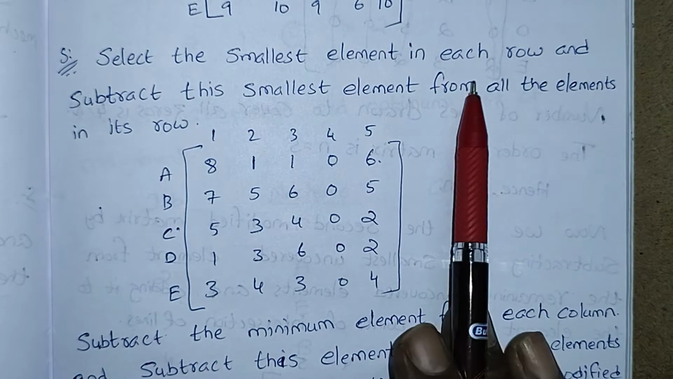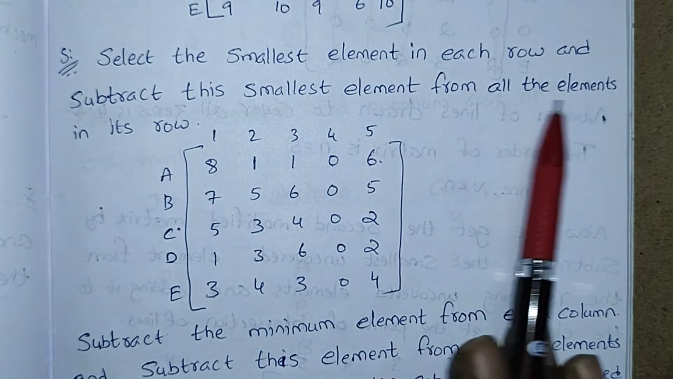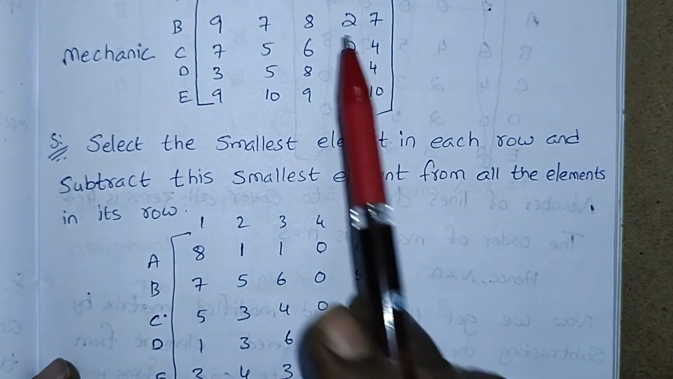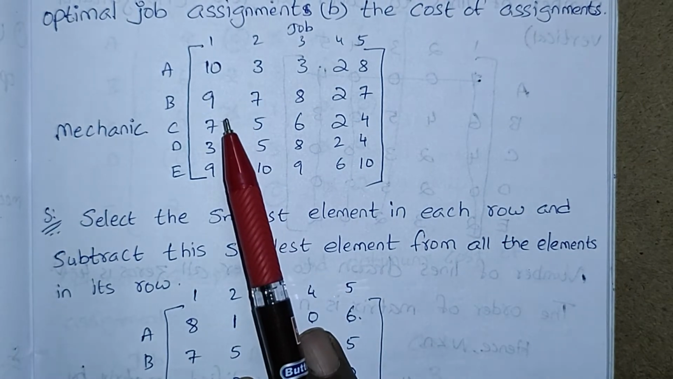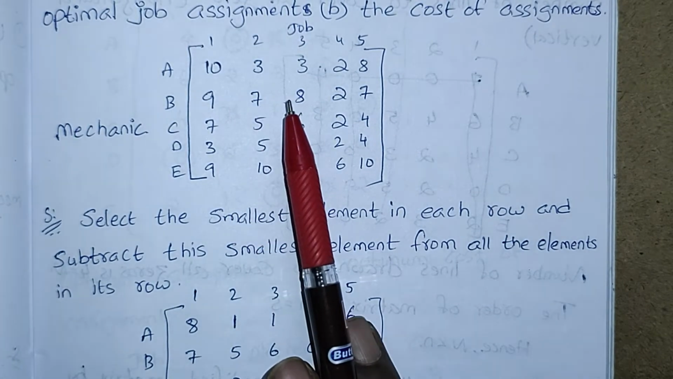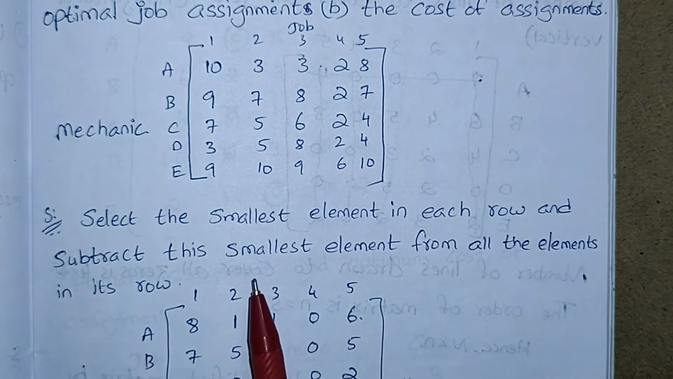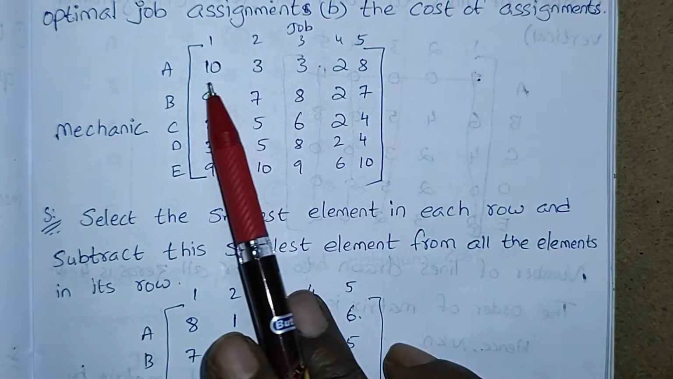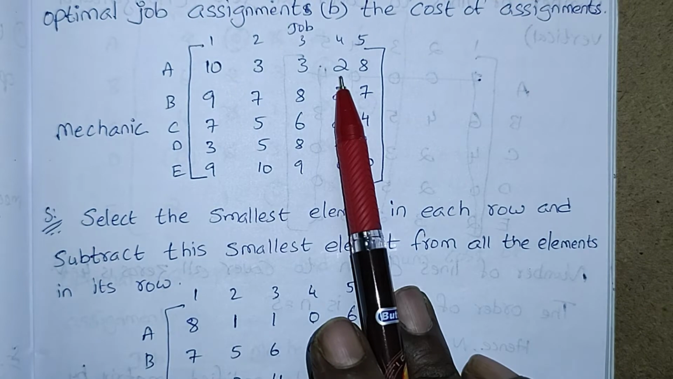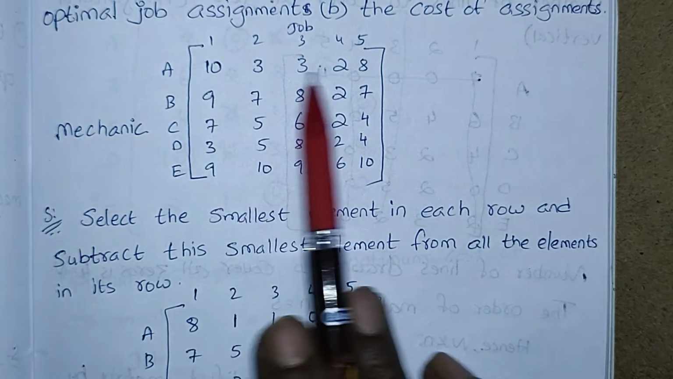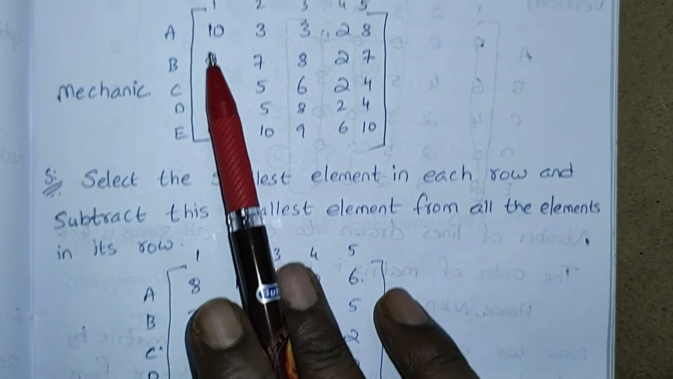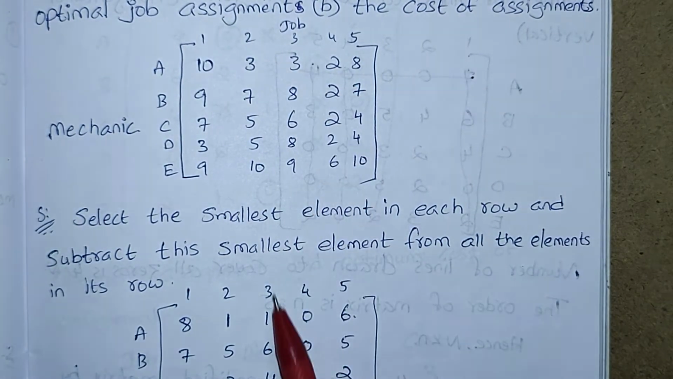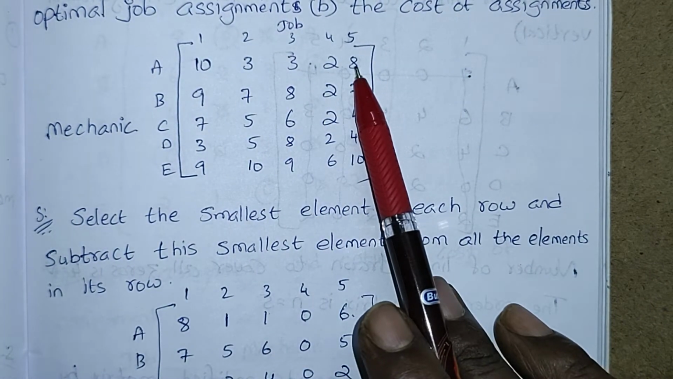Select the smallest element in each row and subtract the smallest element from all the elements in that row. First, go back to the problem. In the first row, 2 is the smallest, so we subtract 2 from the entire row. 10 minus 2 we write 8, 3 minus 2 is 1, 3 minus 2 is 1, 2 minus 2 is 0, and 8 minus 2 is 6.